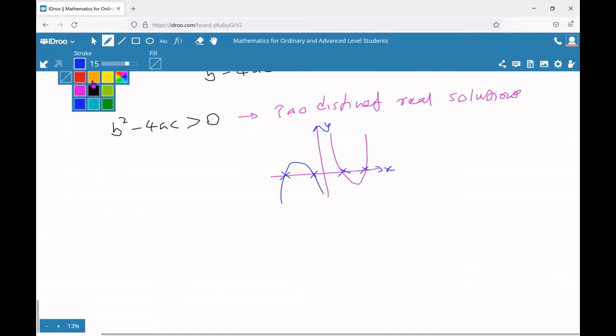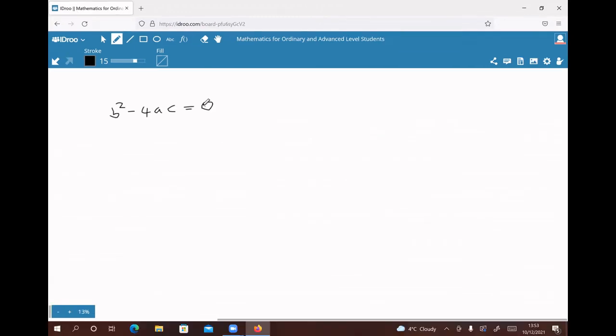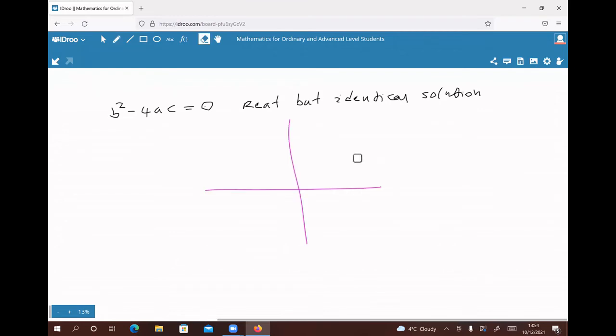Okay, if the discriminant is equal to 0, it has real solutions, but they are identical. That means you can factorize the quadratic equation and solve it, but you will get identical answers. When we sketch the quadratic graph, it will only touch the x-axis but not cross it. So the x-axis would be a tangent to the quadratic curve. If it is a maximum, it could be something like this. It's only touching the x-axis at a given point, so this has real but identical solutions.